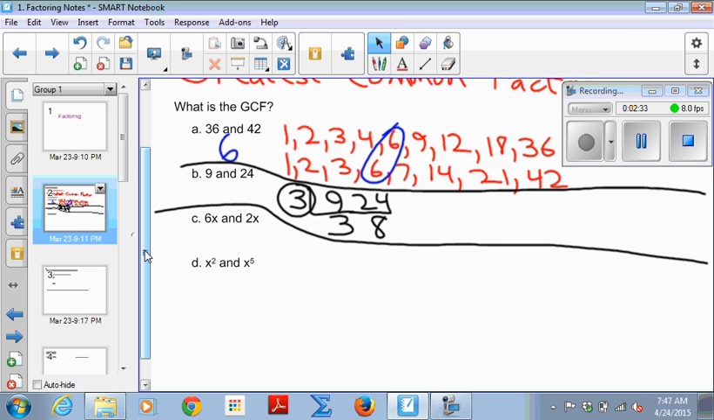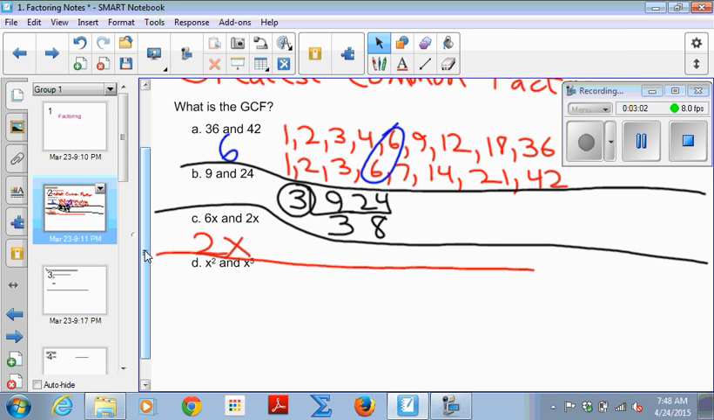So the variables, not much different. We just throw the variable in. So we look at each term separately. So start with the constants, 2 and 6. The greatest common factor that they share is 2. And we look at 6x and 2x. Well, look at the x terms. They each have one x in them. So they each have 2, they each have x. 2x is the greatest common factor there.